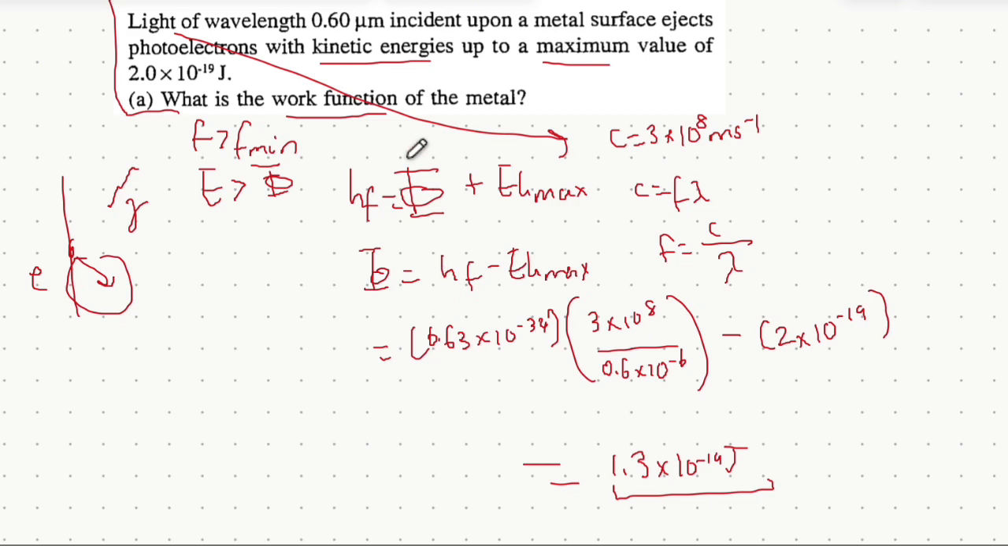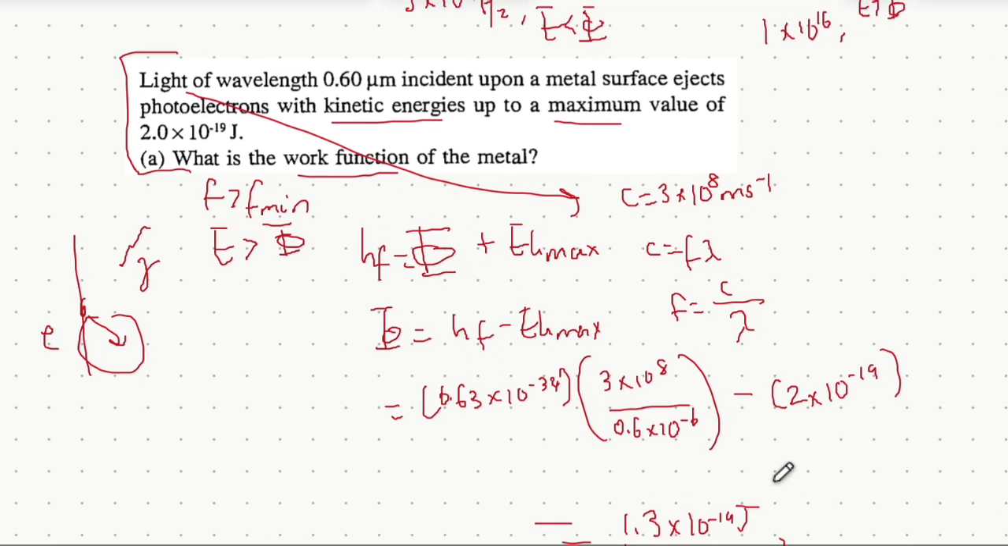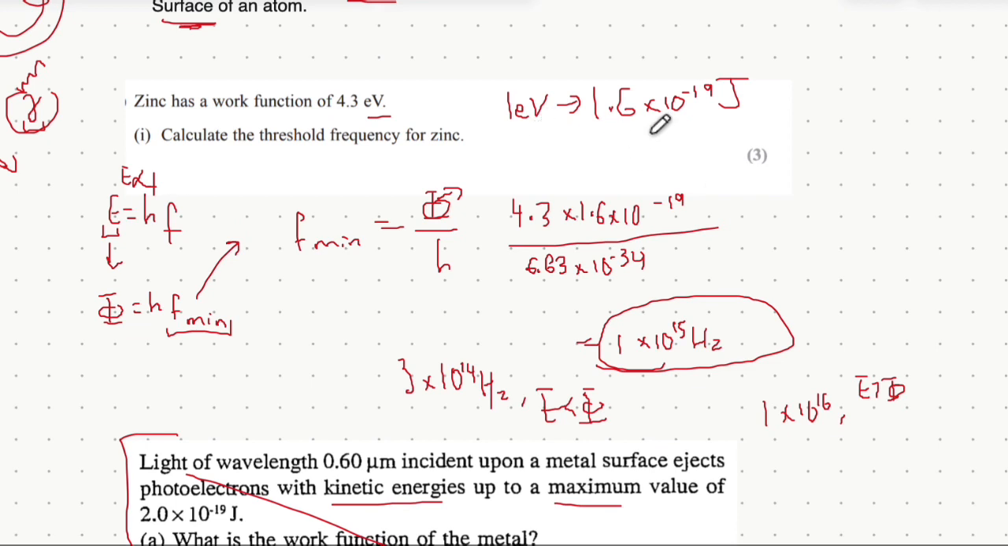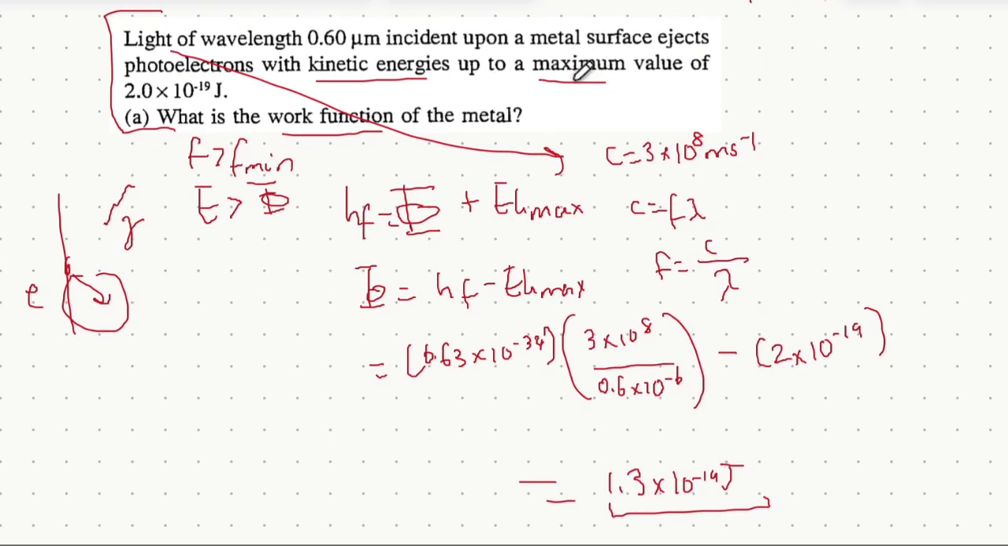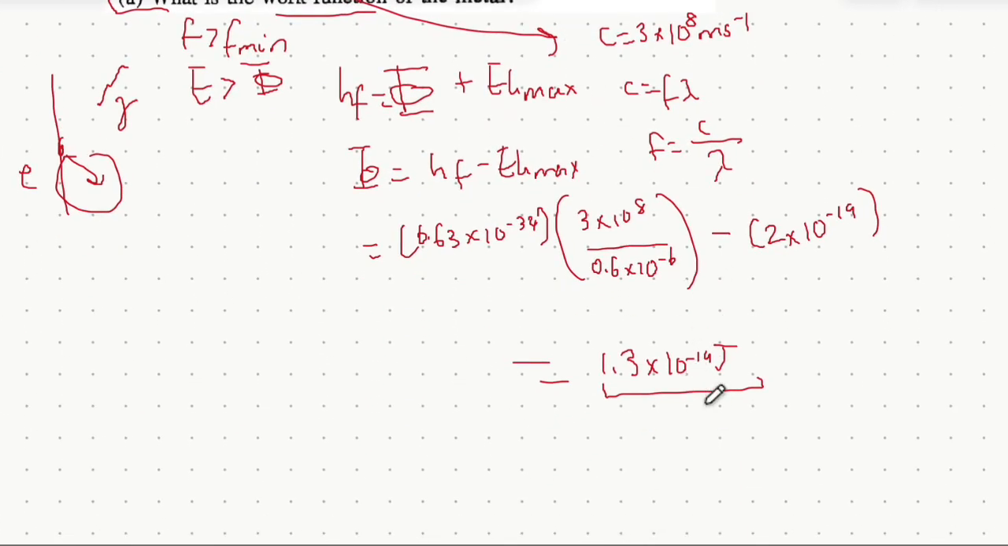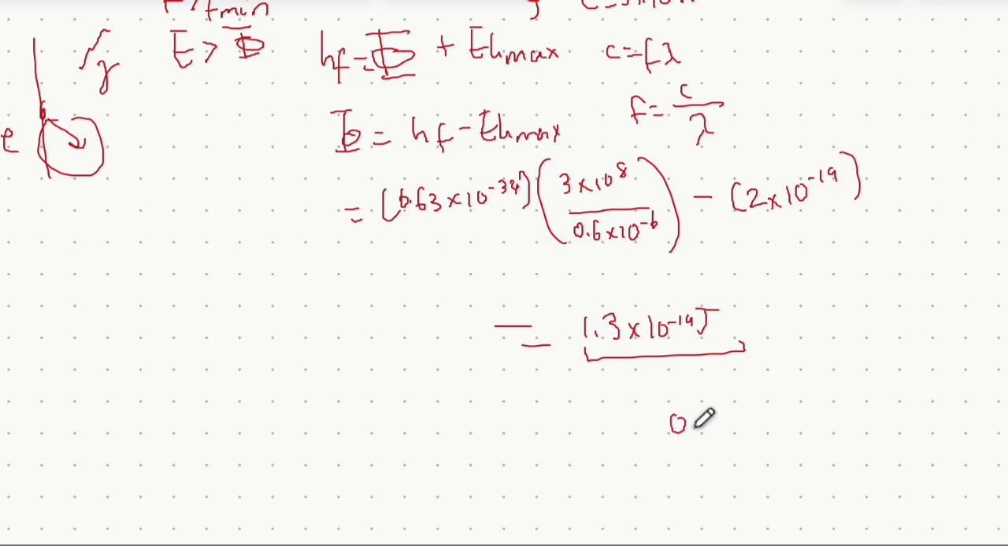By the way, if it did say find the work function in electron volts, this whole calculation is done in joules, but then just like before, to go from electron volts to joules, you multiply by 1.6 times 10 to the minus 19. You do the opposite to go from joules to electron volts. So you divide all of this by 1.6 times 10 to the minus 19. And if you did, that will get you 0.81 electron volts.